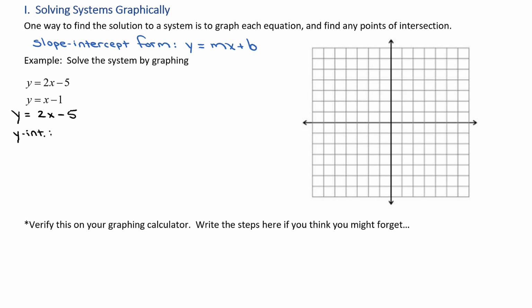For y equals 2x minus 5, our y-intercept would be (0, negative 5). And our slope would be 2, which could be written as 2 over 1. That way you know to go up 2 units and to the right 1 unit when you're going from one point to another on this line.